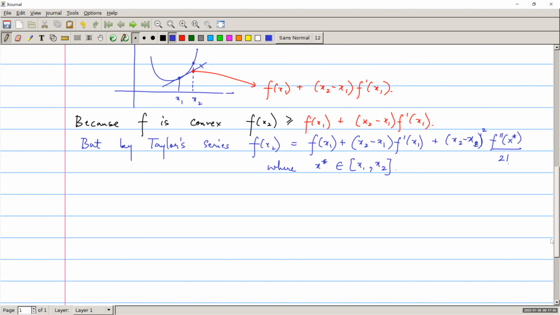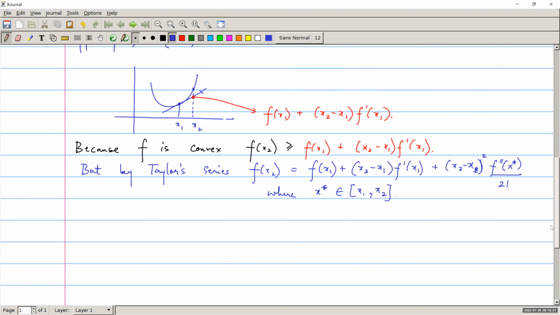But when you have something like this, we know that because f is convex, f of x2 must be greater than the first two terms. That means that the third term that includes the second derivative has to be positive. Does that make sense? The derivative helps us get some intuition about what is happening. The slope always keeps increasing in a convex function.